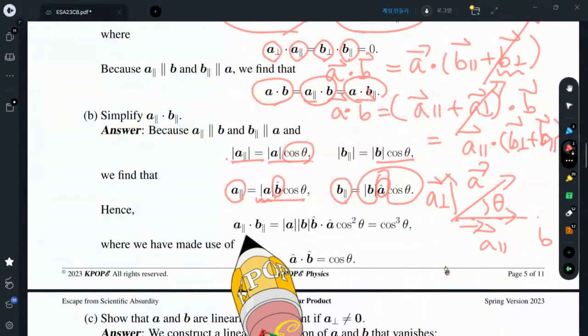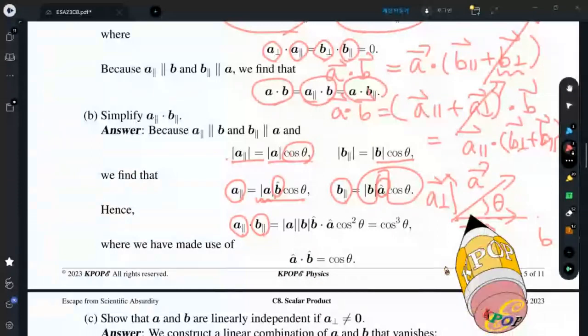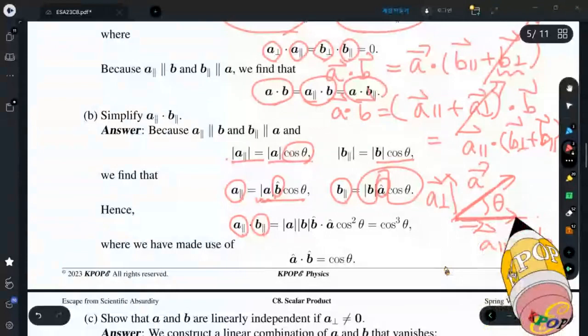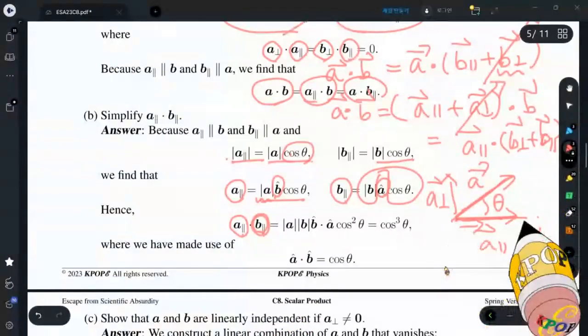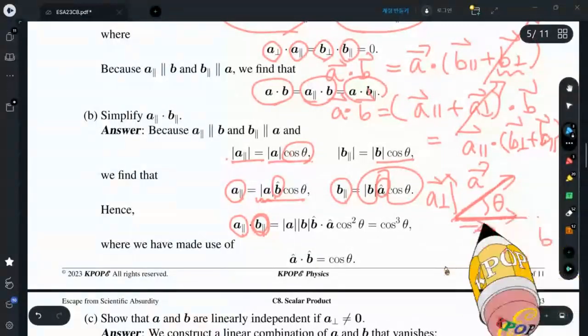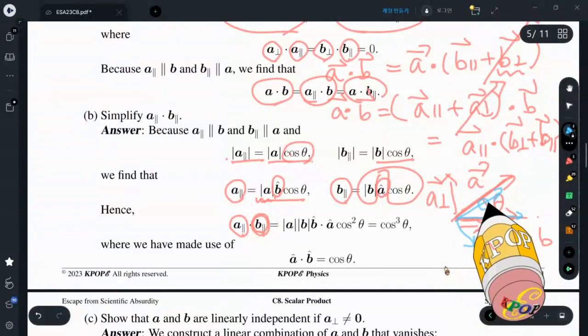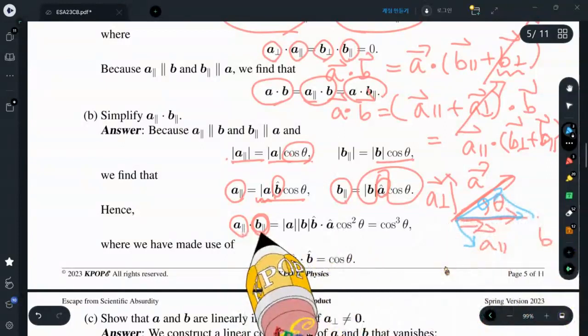Why don't we compute A parallel and B parallel? A parallel is here. This is A, and A parallel is this. And B parallel is actually not parallel to B, but parallel to A. So B parallel is the component of this, and B perpendicular is this. So B parallel has a magnitude smaller than B by a factor of cosine.